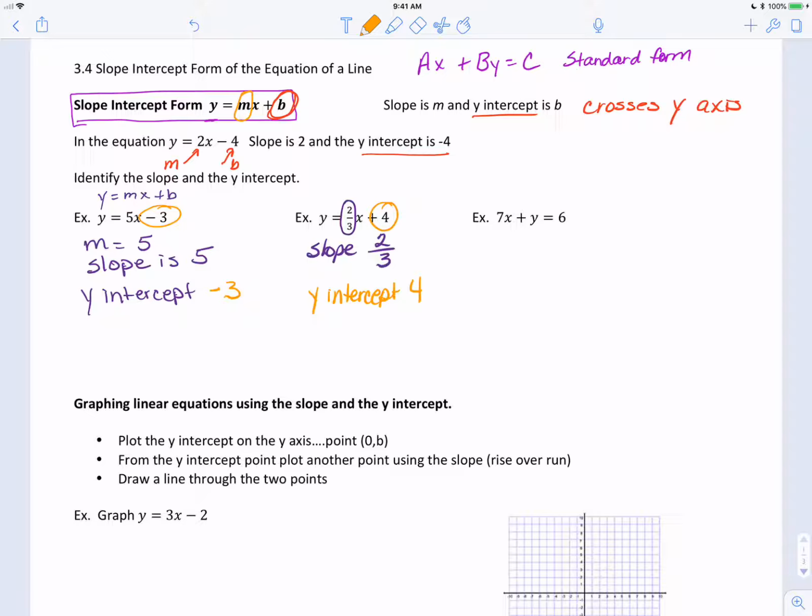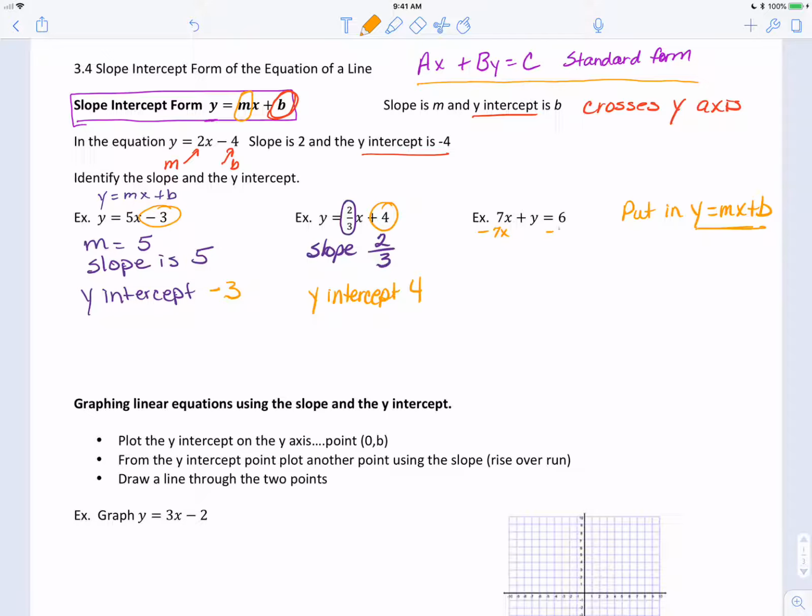Or what about this one? 7x plus y equals 6. It's not in y equals mx plus b format, so we've got to put the equation in that format. Notice when I wrote the standard form at the top, ax plus by equals c, there's no m in that equation. So we don't know what the slope is until we put it in y equals mx plus b format. So let's solve for y.